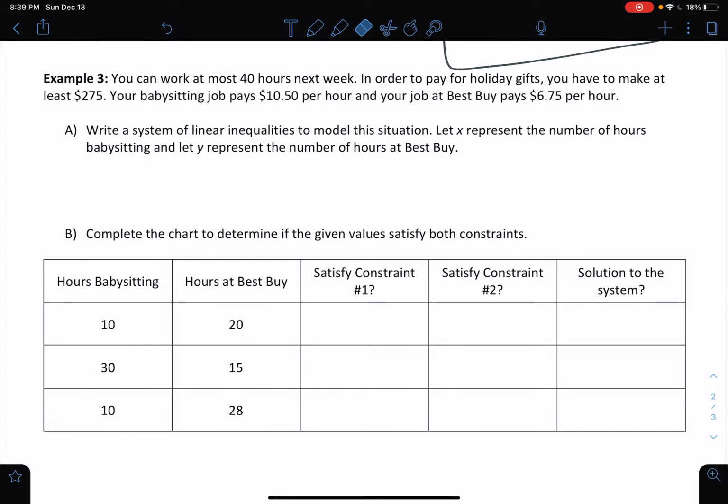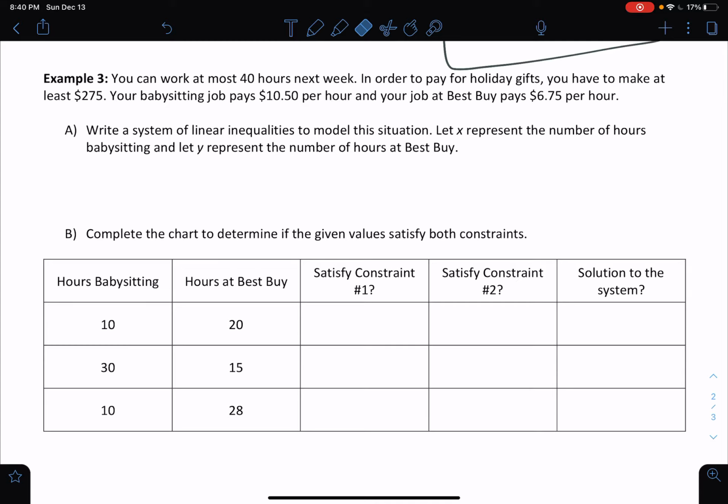In example 3, you can work at most 40 hours next week. In order to pay for holiday gifts, you have to make at least $275. Your babysitting job pays $10.50 per hour, and your job at Best Buy pays $6.75 per hour. Write a system of linear inequalities. Let X represent the number of hours babysitting, and Y represent the number of hours at Best Buy.